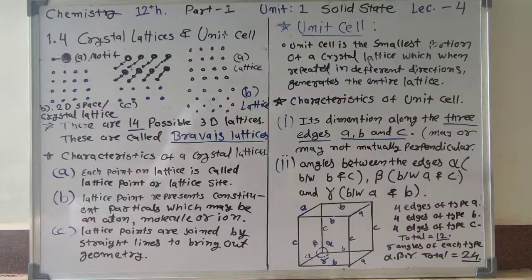Our point number 1.4. We will discuss some basic details of crystal lattice and unit cell. These are the main constituents which finalize the crystal structure. And in different crystals we have different types of arrangements. So we will discuss how many different types of arrangements there are and how particles are arranged in them.